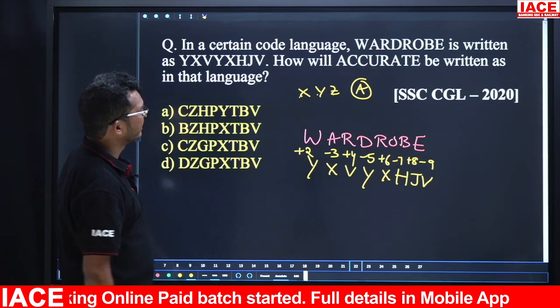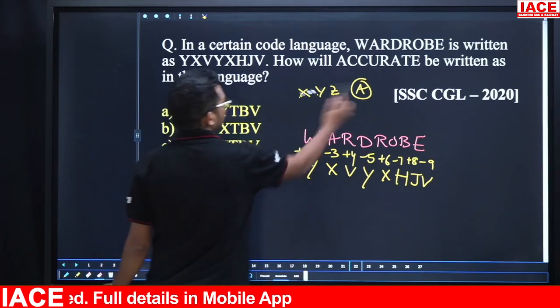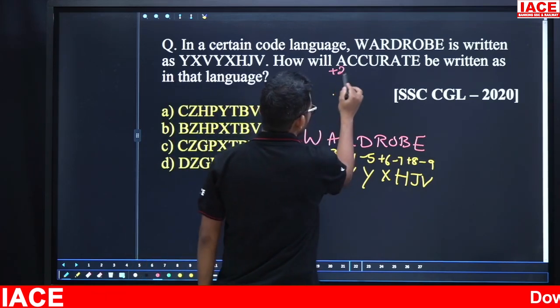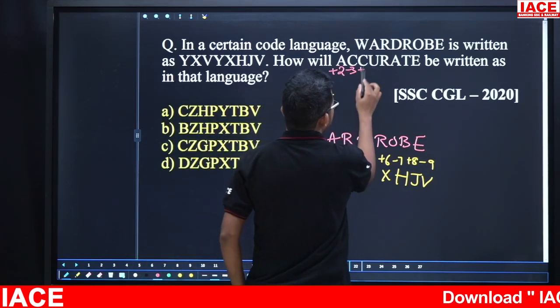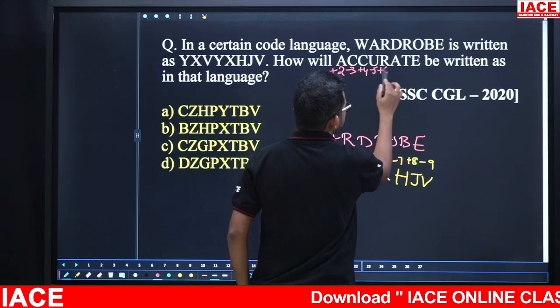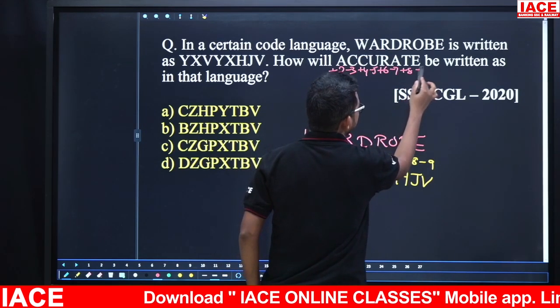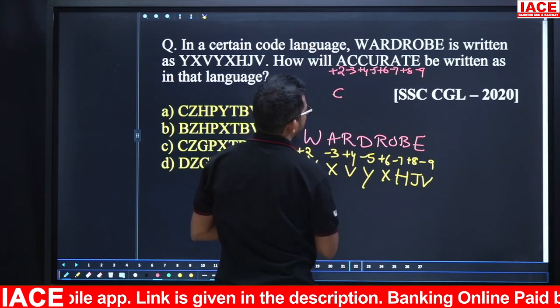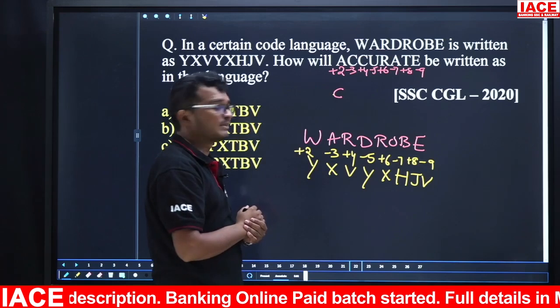Now take your given one. Accurate. Friends, if you observe here, what is the logic? First one is plus 2, minus 3. Next plus 4, minus 5. Plus 6, minus 7. Plus 8, minus 9. So friends, A plus 2 is what? Here C. Next C minus 3. C minus 3 is what?